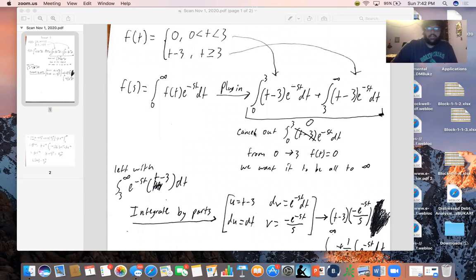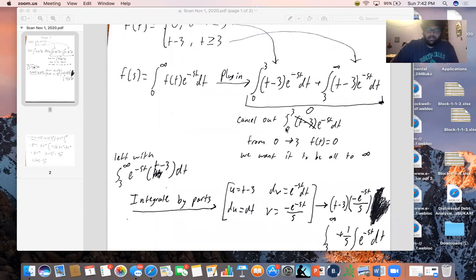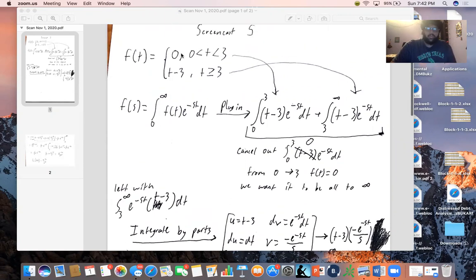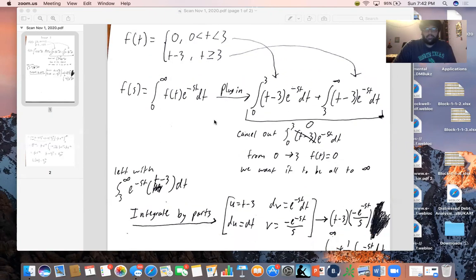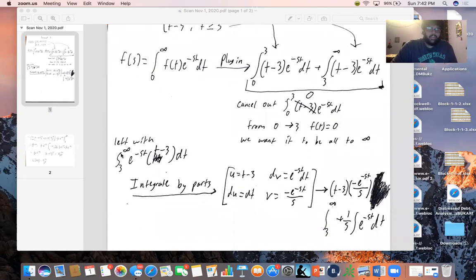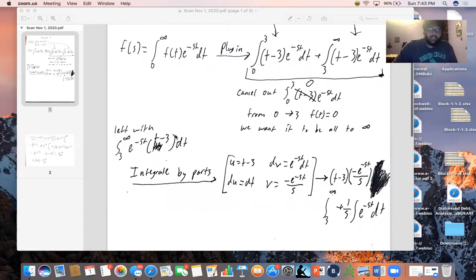The first thing we do is cancel out the integral from 0 to 3, because f(t) equals 0 there. We want everything to go to infinity, because from 0 to 3 the function is 0, so it's from 3 onwards. We're just working with that t minus 3. So we're left with the integral from 3 to infinity of e to the negative st times (t minus 3) dt.